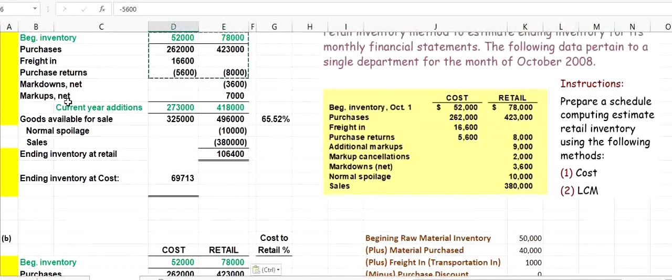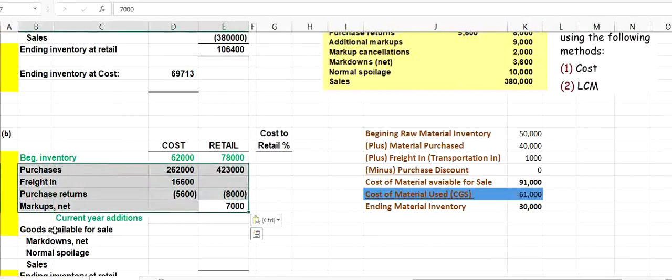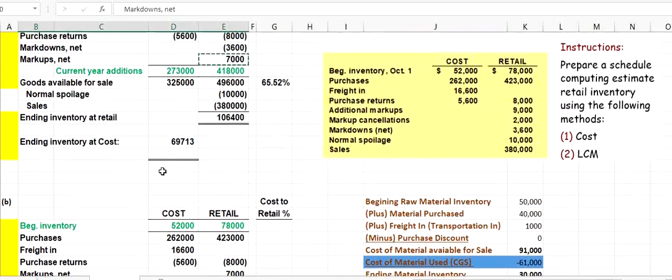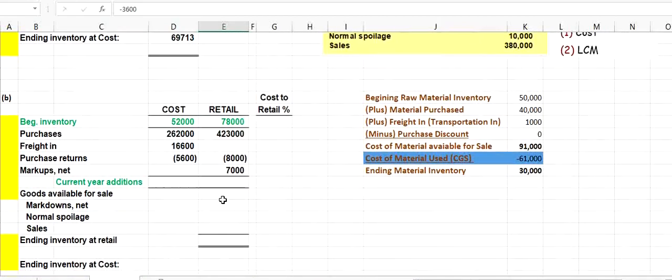Then what is my markup net? If you remember, we got a markup net of 7,000. So I will shift the 7,000 here. And there is no markdown discussion done here. Markdown is at the bottom, down here. So what is my markdown net? Markdown was 3,600. So I will shift it here. I'm just copying and pasting to save time. The rest you know, the structure.